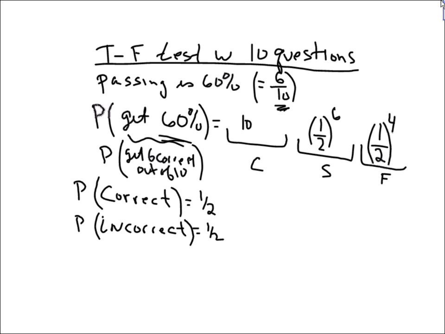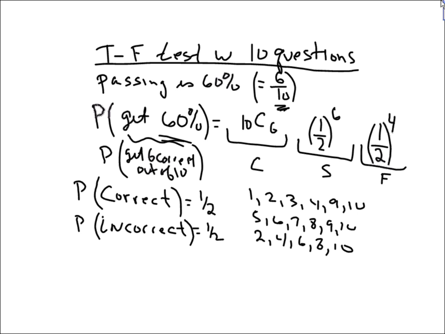And from the 10 questions, you want to choose 6 to be right. There are many ways of getting 6 right. You can get the first right, the second right, the third right, the fourth right, the 9th right, and the 10th one right. Or you can get the 5th, the 6th, the 7th, the 8th, the 9th, and the 10th right. Or the 2nd, the 4th, the 6th, the 8th, the 10th correct. Or 1 and 3 and 5 and 7 and 8 and 9. There are many, many different ways of getting 6 right.